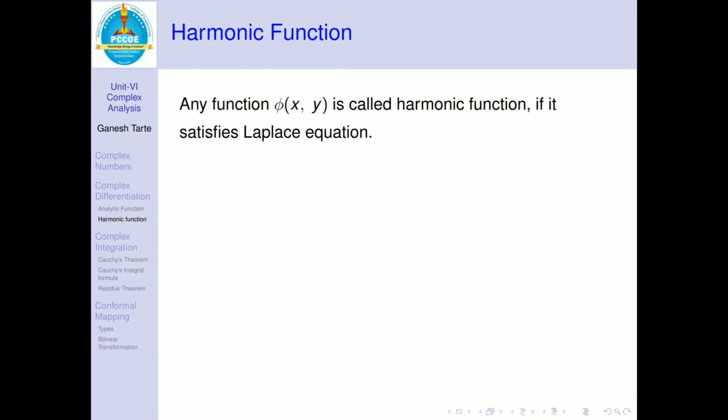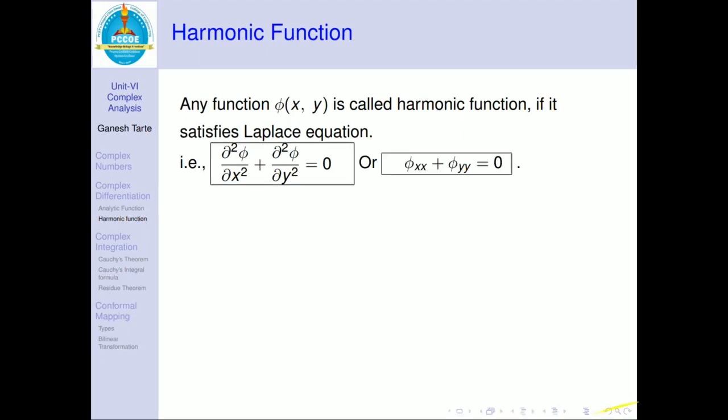Now next definition is harmonic function. Any function phi of x, y is called harmonic if it satisfies Laplace equation. Laplace equation means the sum of second order partial derivatives is equal to 0. So ∂²φ/∂x² + ∂²φ/∂y² = 0, or we can write it as φ_xx + φ_yy = 0.